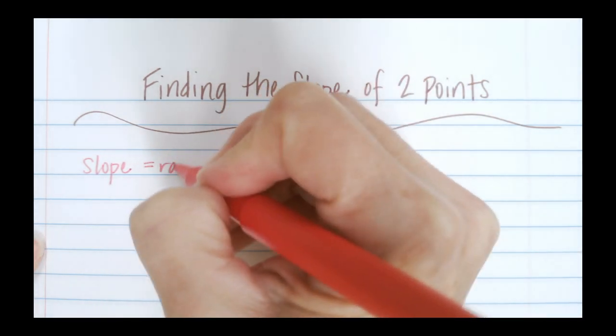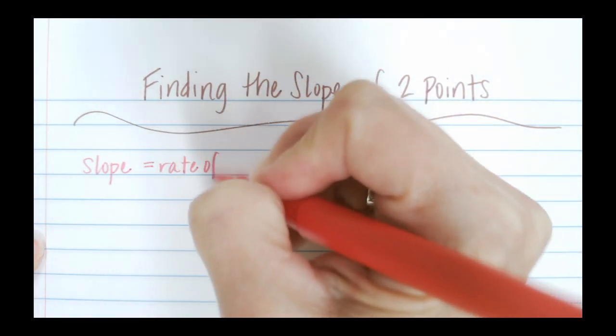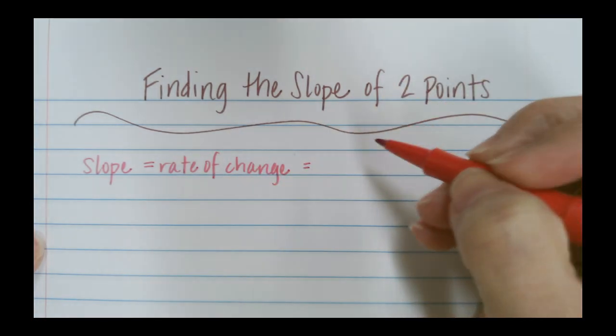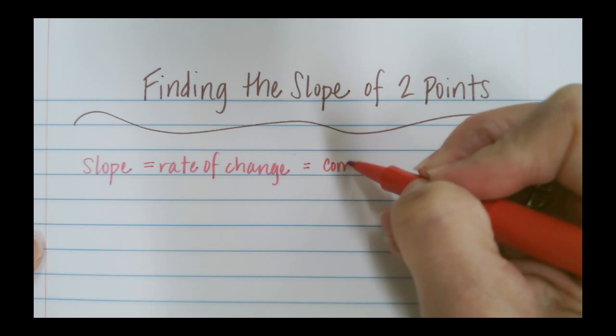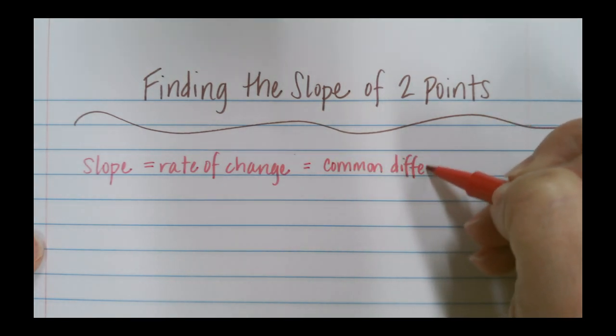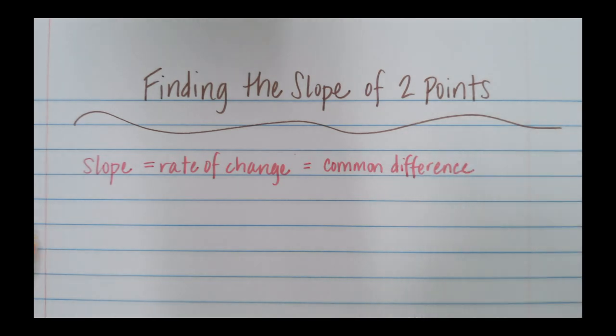It's the same thing as rate of change, and it is also the same thing as the common difference. Since we are talking about an XY graph on a coordinate plane, we always talk about slope. When we say rate of change, that's usually with word problems. And common difference is what we say if we're dealing with sequences.